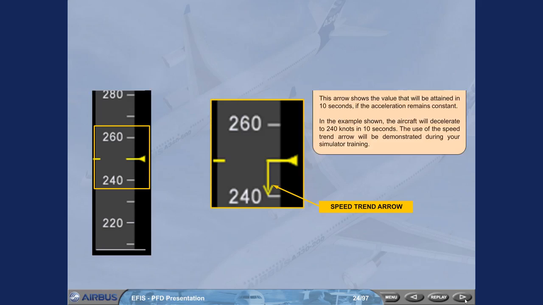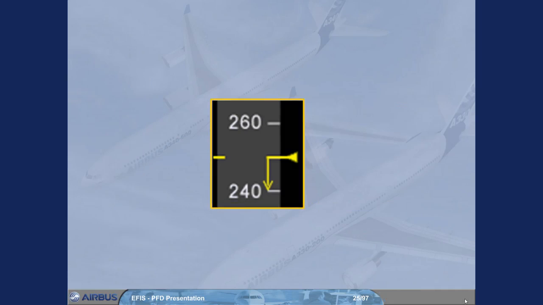When the Flight Management and Guidance System, FMGS, is controlling the airspeed, a magenta target airspeed triangle appears. This is normally referred to as the managed speed. In the example shown, the managed target airspeed is 240 knots, and the aircraft is decelerating towards that speed.